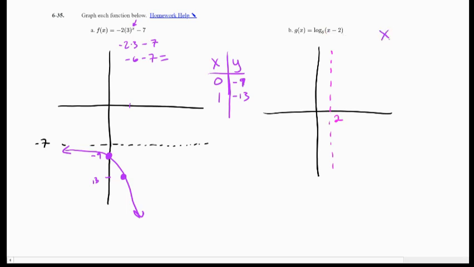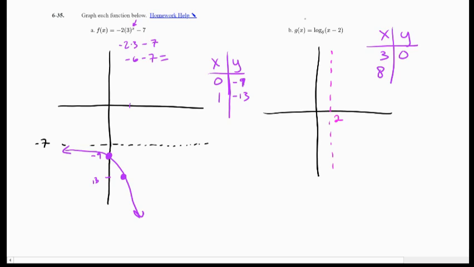So for the first one, I'm going to plug in 3, because that will make the inside of the log 1. And we know that log base anything of 1 is just 0. So that becomes 0.